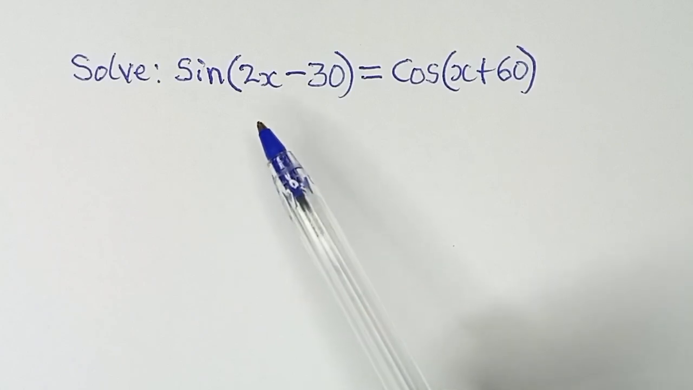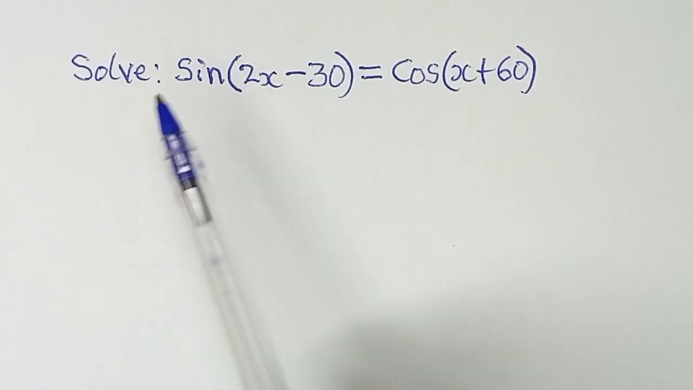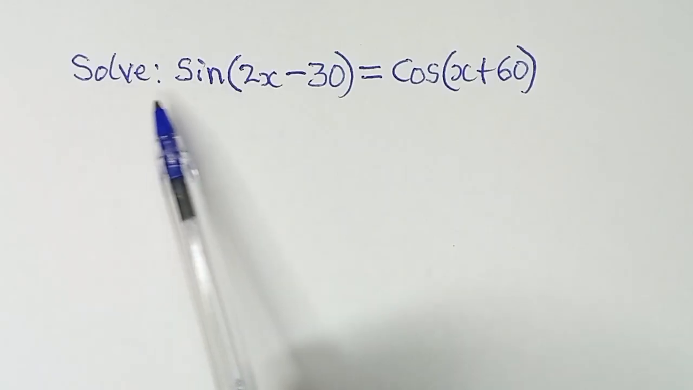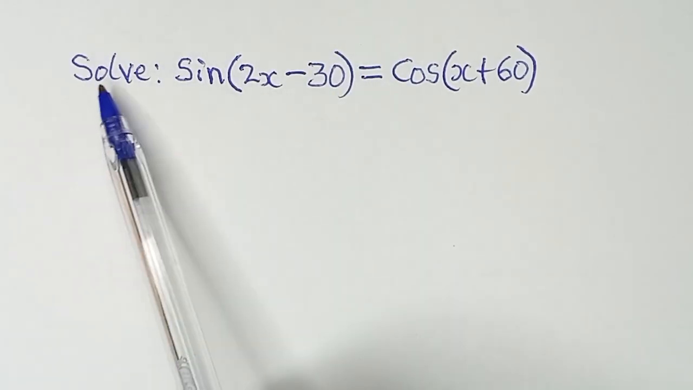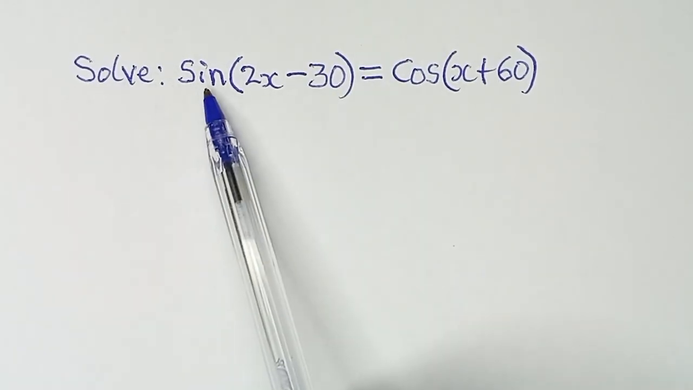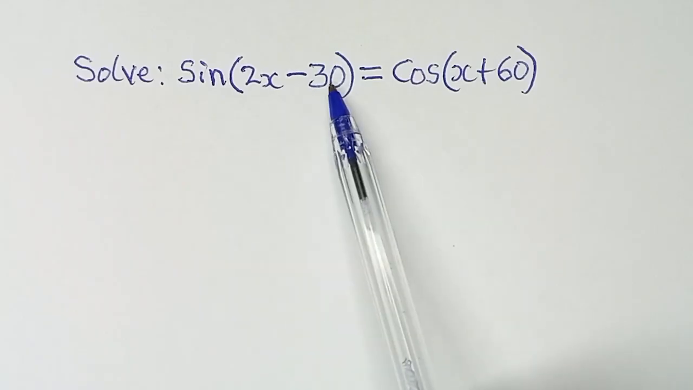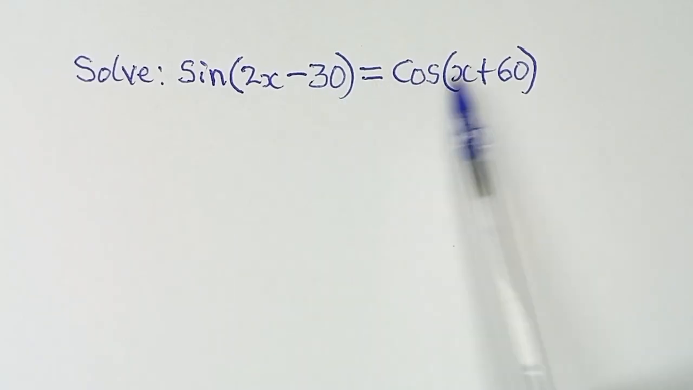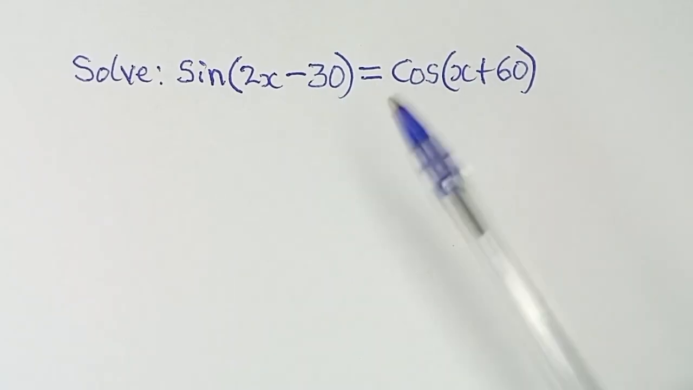Hello, you are welcome. I have a question here on trigonometry. It says solve sine of (2x minus 30) is equal to cos of (x plus 60).